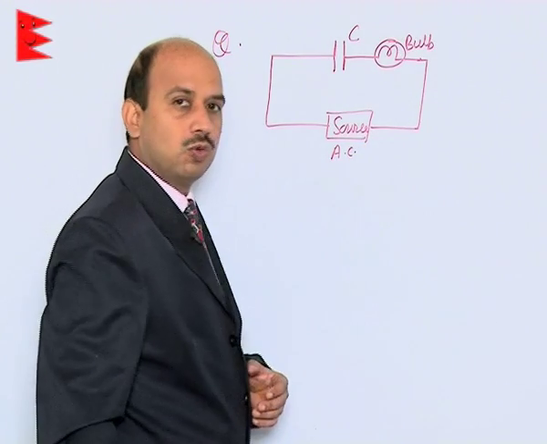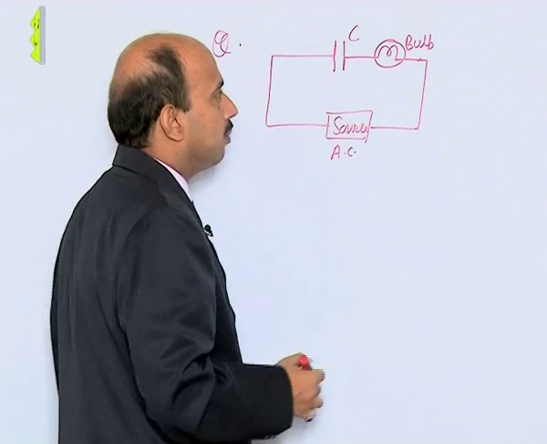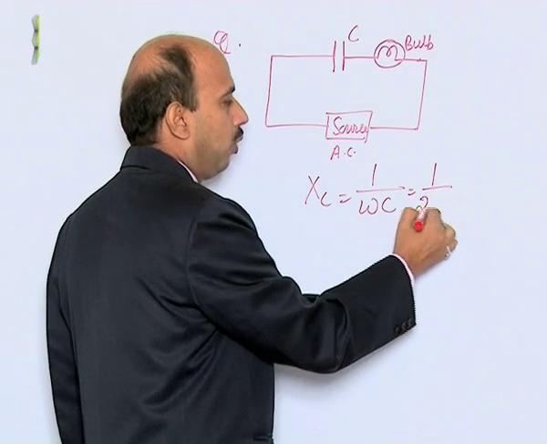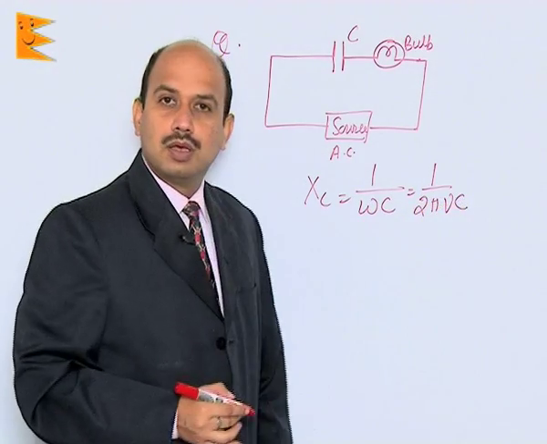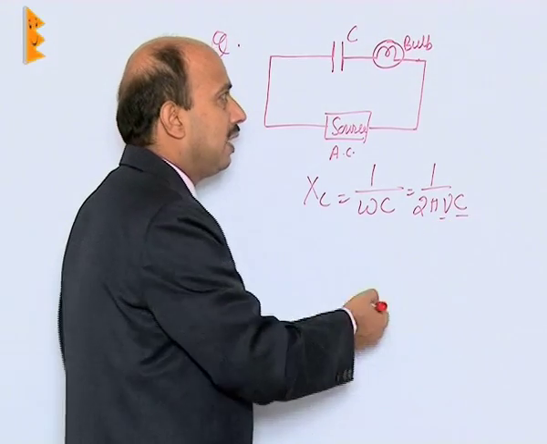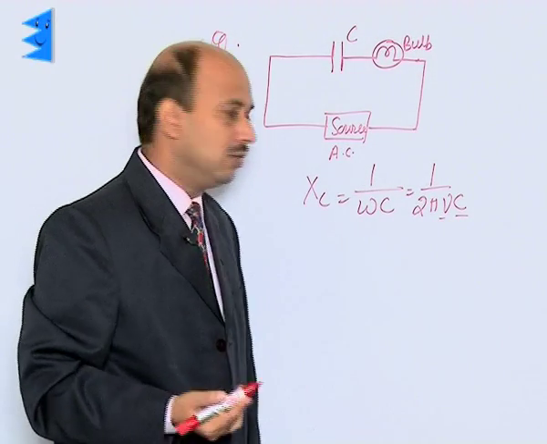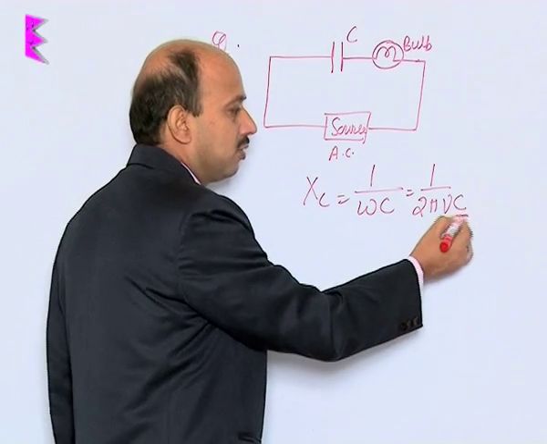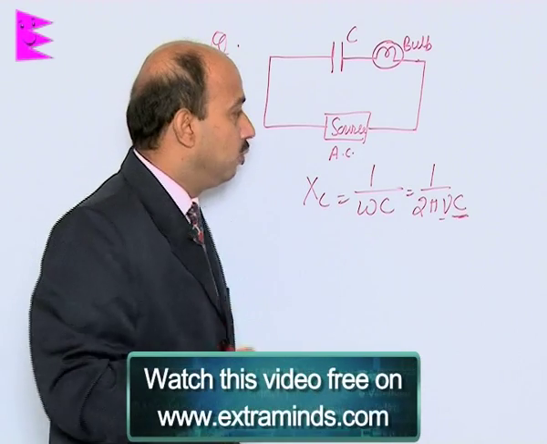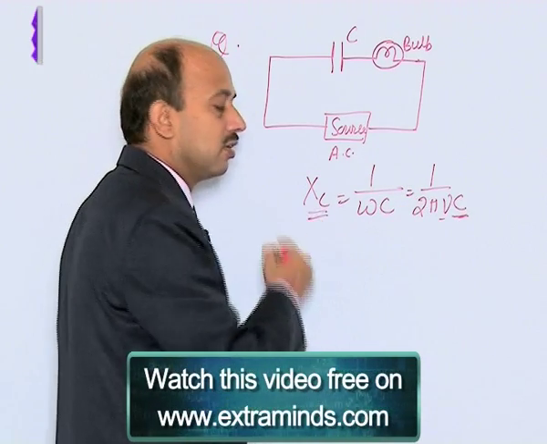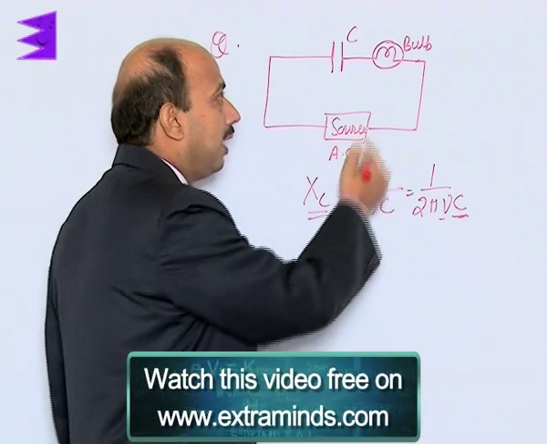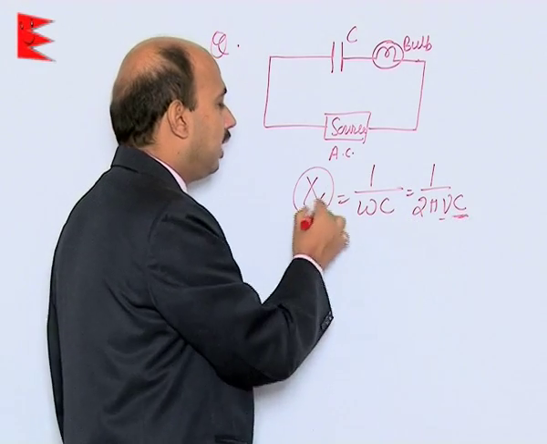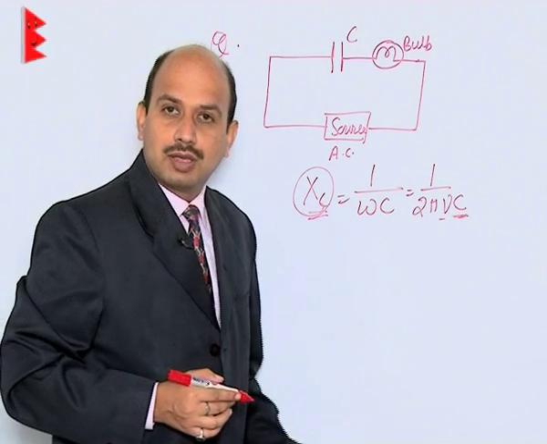When you are taking an AC source, the capacitive reactance offered by the capacitor, that is Xc, is equal to 1 upon omega C, that is 1 upon 2 pi nu C. So, according to the frequency and capacitance, the bulb will glow, and the brightness will depend on the value of Xc. If you decrease the capacitance, the value of C, then what will happen? Xc is increasing. So if you reduce C, Xc increases, which means the brightness of the bulb will reduce.